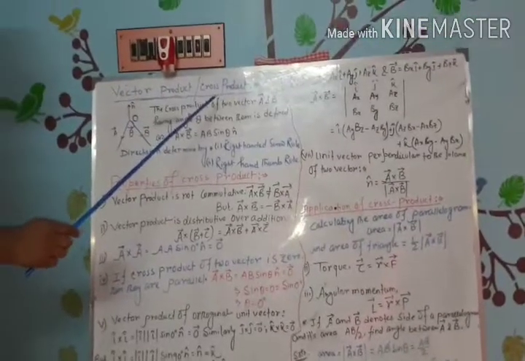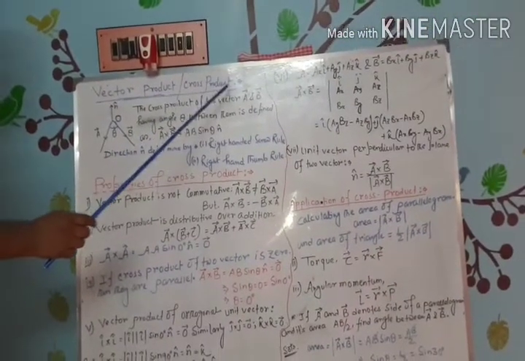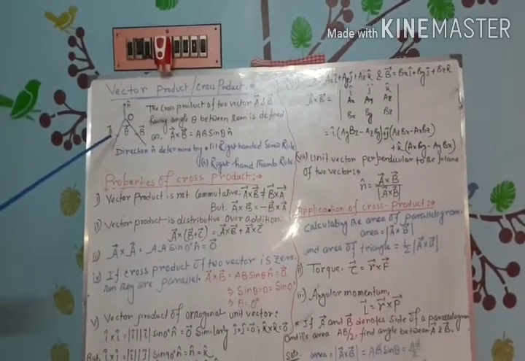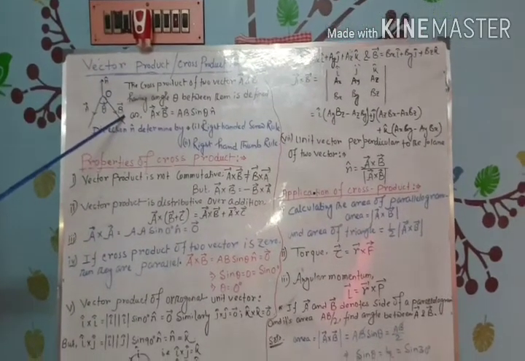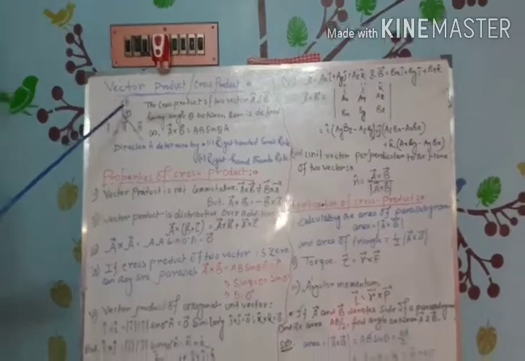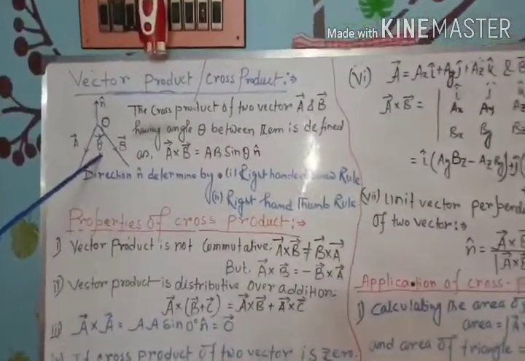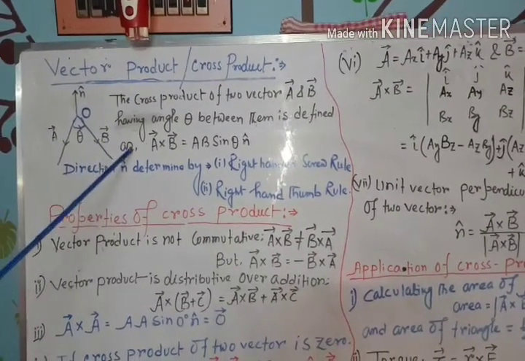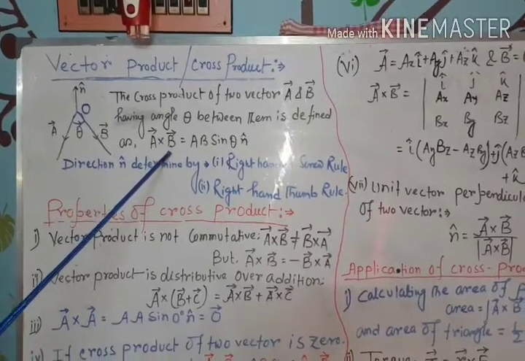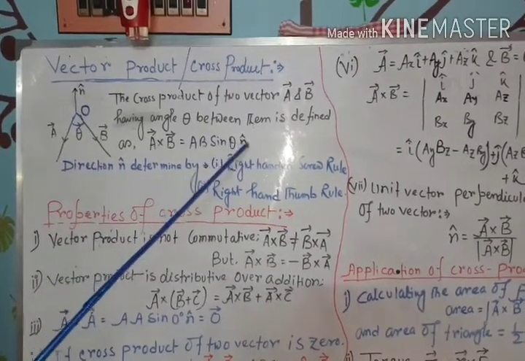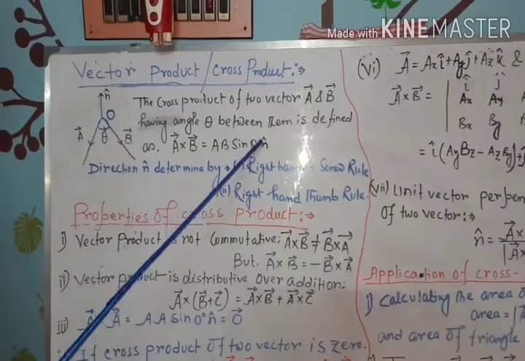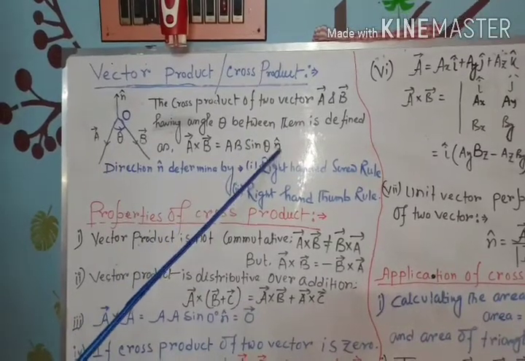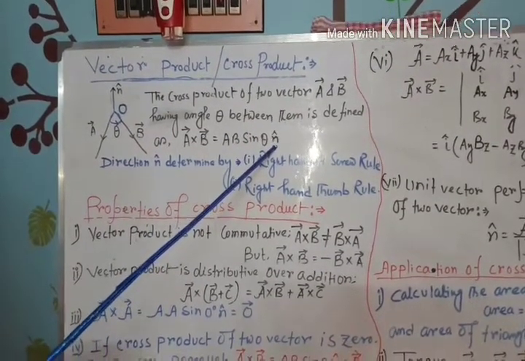Okay, so first we have to know the definition of cross product, for which see this diagram carefully. Here A and B are two vectors acting from the point O, making an angle theta. Then the cross product of these two vectors is defined as A vector cross B vector equals AB sin theta n cap, where AB sin theta represents the magnitude of the cross product and n cap represents the direction of the cross product.